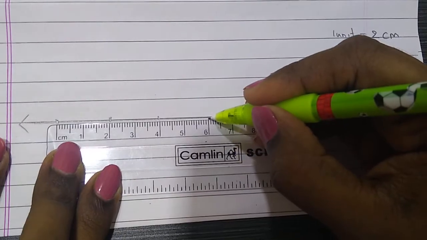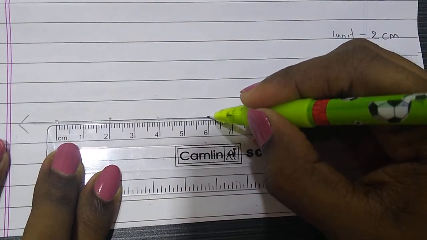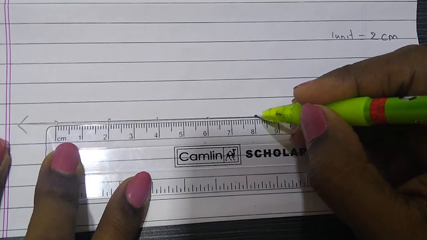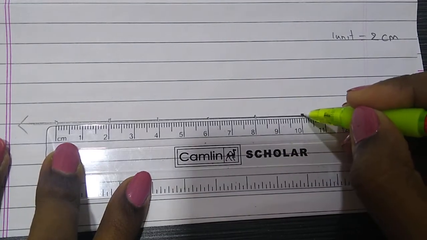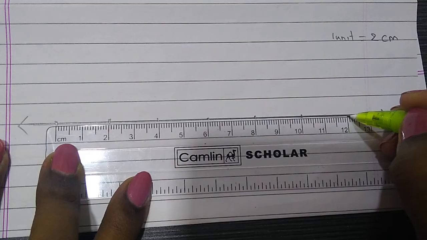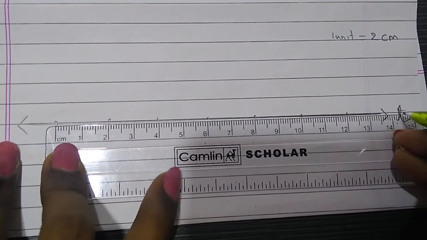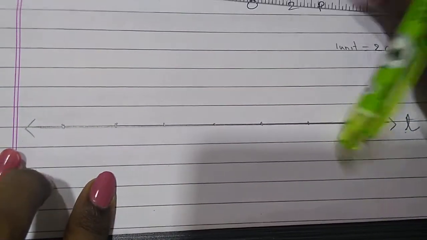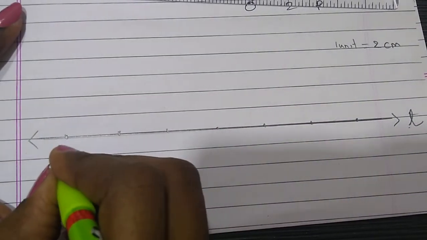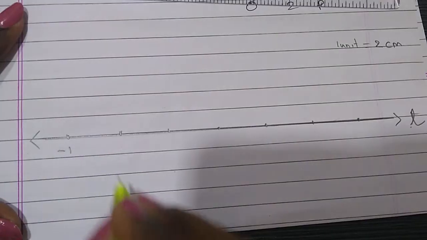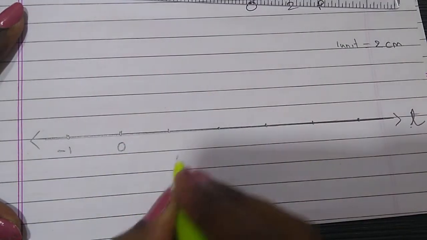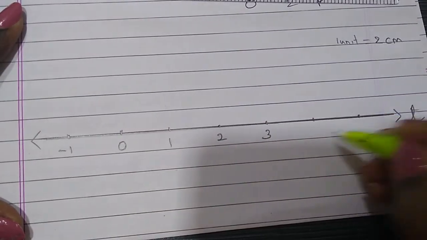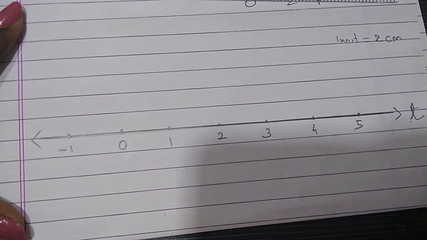Again after 2 centimeters, that is the third mark, and then the fourth, and the fifth, marking after 2 centimeters each time and so on. Okay, so here I will finish it. Now let's number it. I'm giving -1 over here, 0 over here, then 1, then 2, 3, 4 and 5.